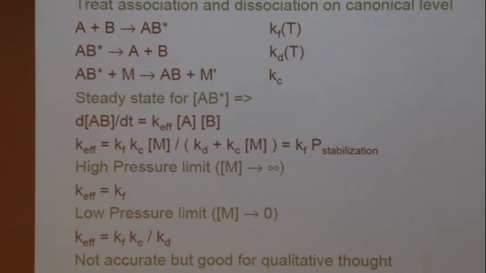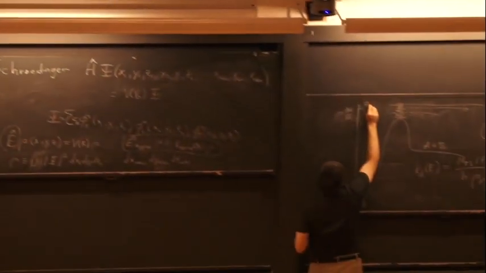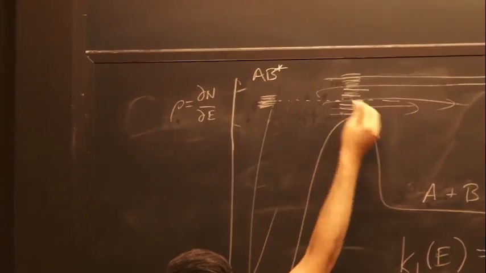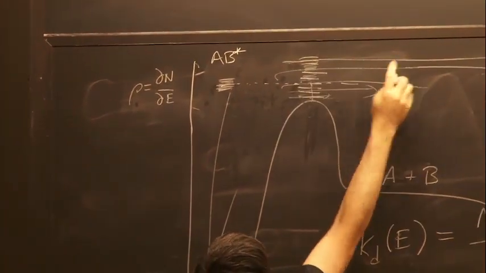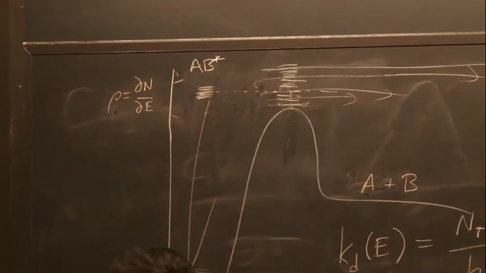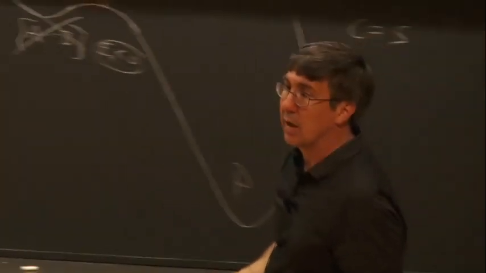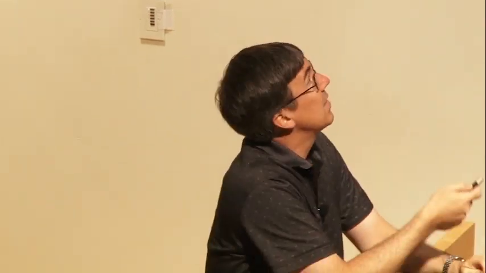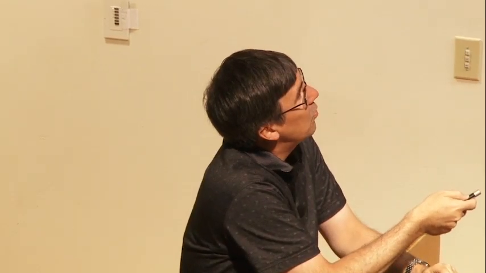So you have an AB star over here, but the AB star with this energy only lives a very short time. The AB star with this energy lives a lot longer, with a much shorter dissociation rate. So you really have to treat them separately. You can't just treat them as one species, and there's no way for them to exchange energy between them because there's no collision. They don't live long enough to have collisions. So you're stuck with one or the other. They're really different species. So this analysis isn't quite right, but it's good for qualitative thought.